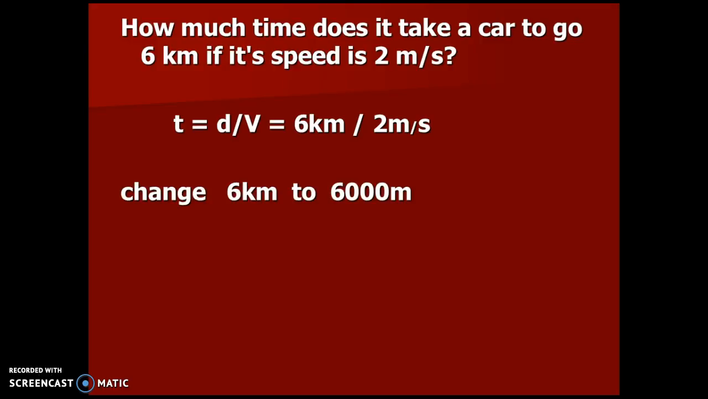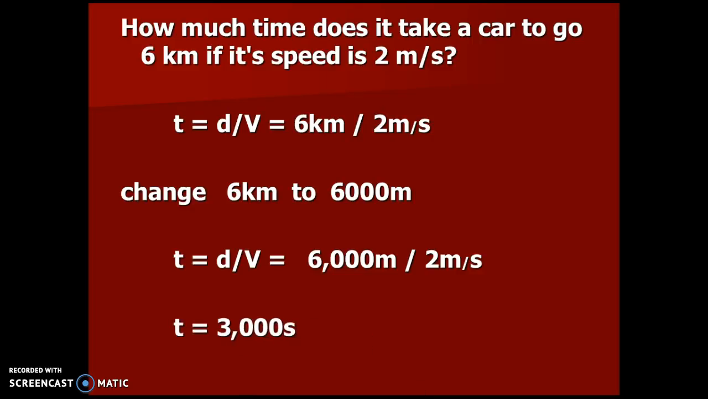So I would take the 6 kilometers and change it to 6,000 meters. Same process you just did. You would take kilometers, hop 3 to the right to get to your meters to give you 6,000 meters. Then it would be 6,000 meters divided by 2 meters per second to give you 3,000 seconds.